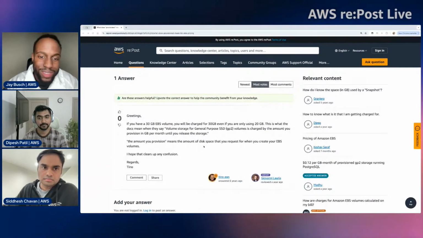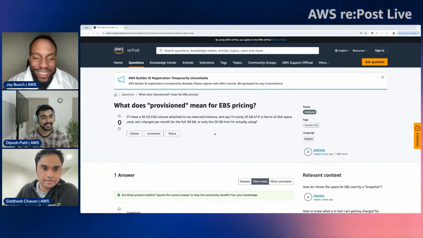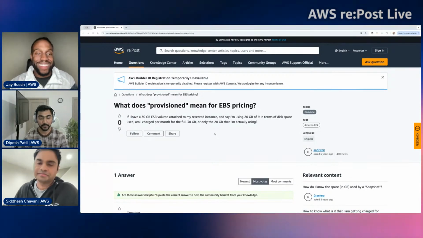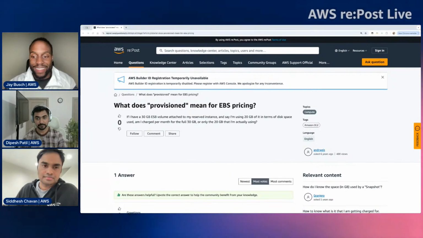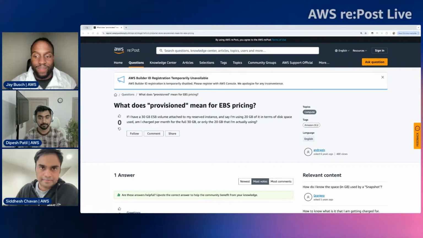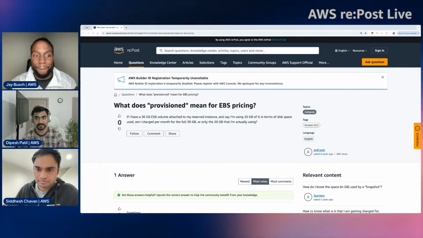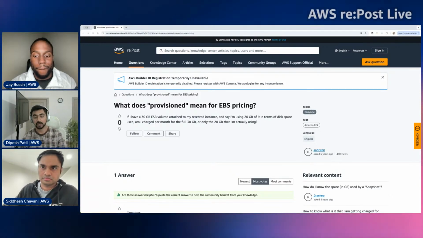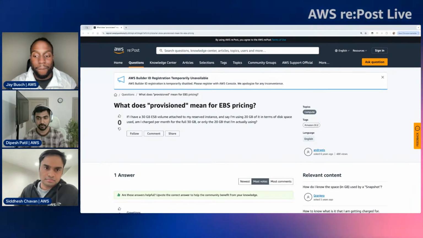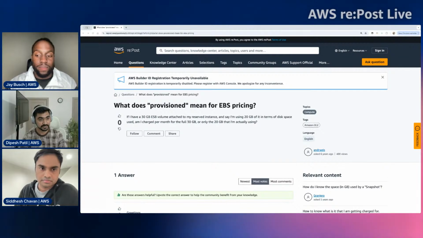I'll take this one as well. So as we were just saying, cost optimization is a critical priority for organizations today with the competitive business landscape. So it's very crucial to understand the pricing of EBS volumes that's associated to your compute. Let me give you a bit of overview about how the pricing looks before we answer what provisioned means here.